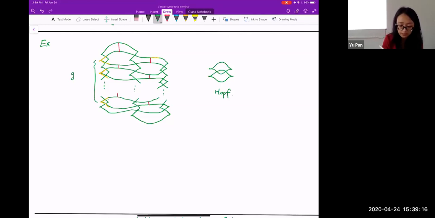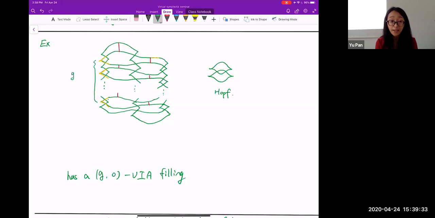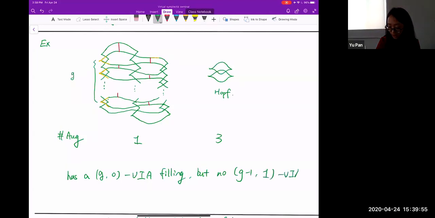So that means that this knot has a genus g embedded filling. But can any of that genus be traded for an immersed point? We want to test the number of augmentations. And this new one still has 1 augmentation, but Hopf has 3 augmentations. Therefore it has no genus g minus 1 immersed filling with one immersed point.